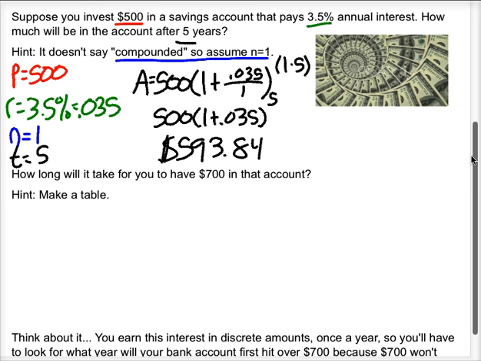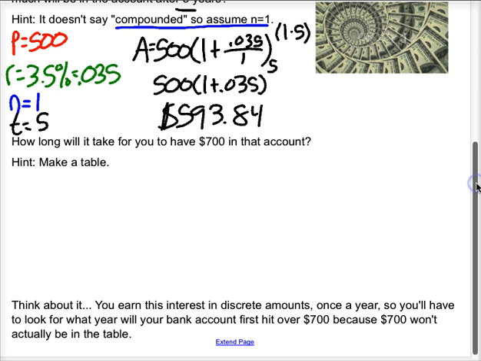All right, now there's one more type of question that we can come across. How long will it take you to have $700 in that account? So now we're not given a time. We are looking for the time. We're given a final amount. We're given that we want $700 in that account. So what are we going to do? Well, we're going to make a table to test that strategy.